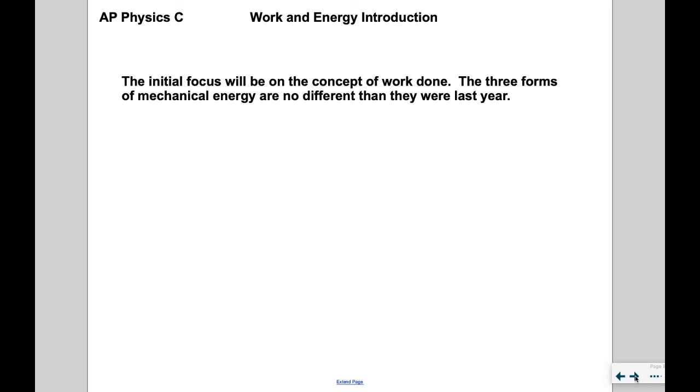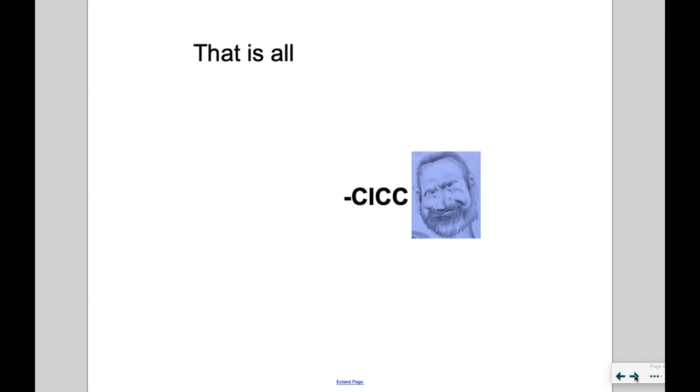So the first thing we'll look at is the concept of work done. The three forms of mechanical energy are no different than they were last year. So if you feel like you need a refresher, the place to look would be not only in the blue book from AP Physics 1, but also the AP Physics 1 video series where it has quantification of work and energy. So that's where we would want to look if you feel like you need a refresher.